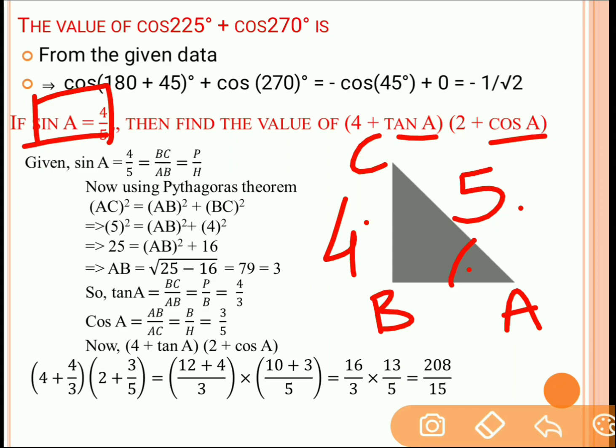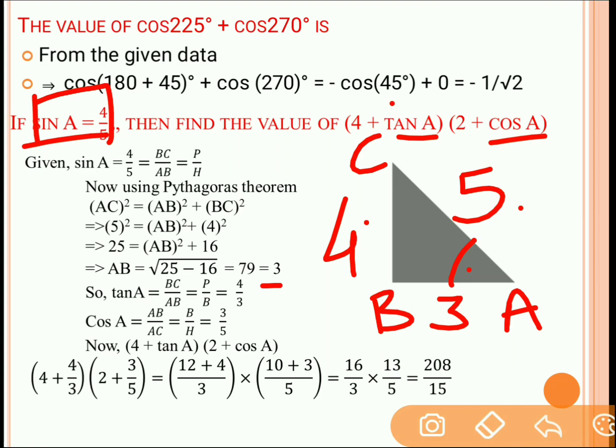Now using the Pythagoras theorem, we can say that AC square is equal to AB square plus BC square. So from the Pythagoras theorem, we can find out AB, and the value of AB will be equal to 3. Now we know that all the three sides of the triangle are known, that is AB is equal to 3, BC is equal to 4 and AC is equal to 5.